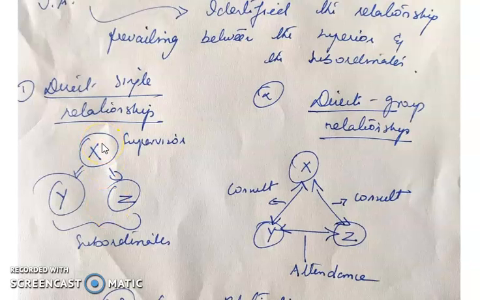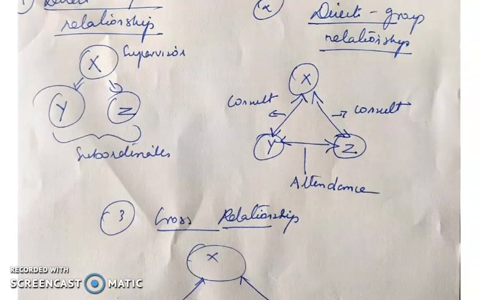If we move on to a direct group relationship, a supervisor has a direct relationship with his subordinates jointly. So if you see, there is also communication between Y and Z. X consults everything with Y and Z, maybe together, jointly, but he takes the input individually. Right? The next one is the cross relationship.